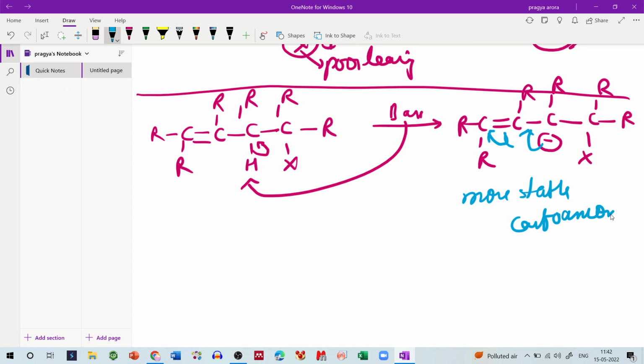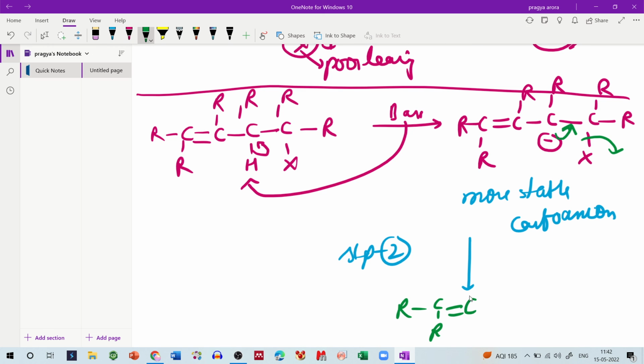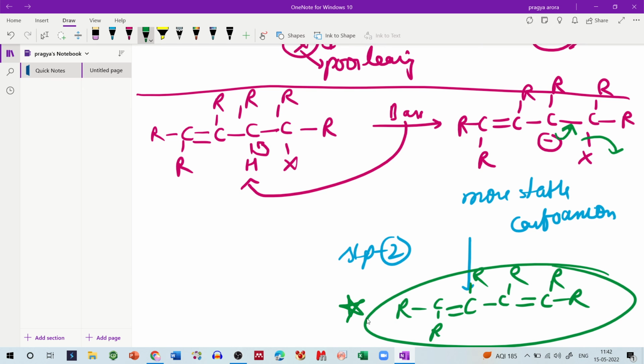So this one is a more stable carbanion. What will happen next? In step 2, this carbanion will transfer its electron density so as to remove the halide present in the alpha carbon position. It will deliver its electron density between the C double bond C and the X will be released. So the product that you are left with is C double bond C. This is the product that you will get.